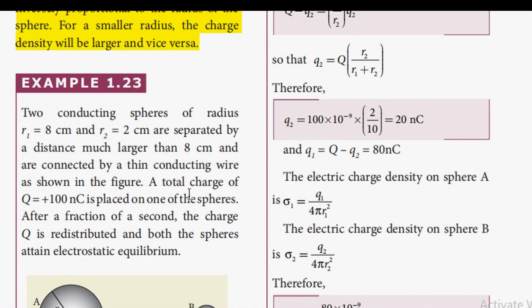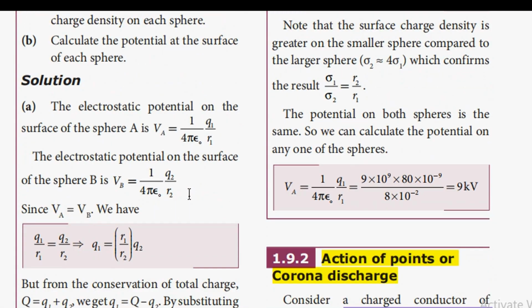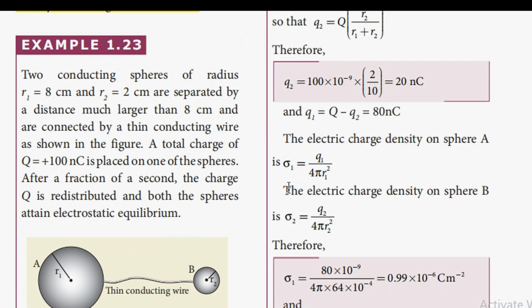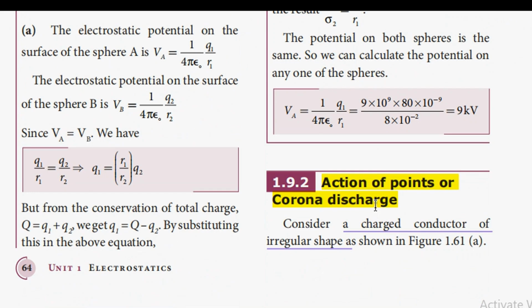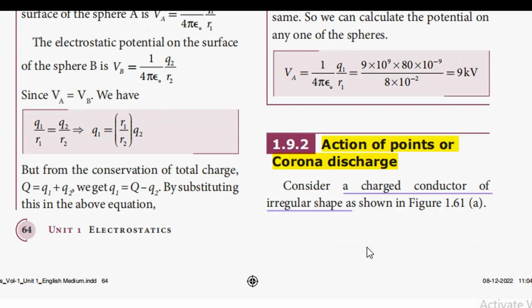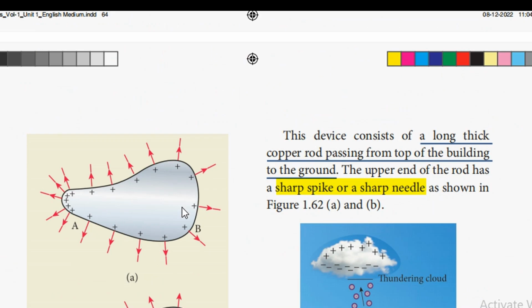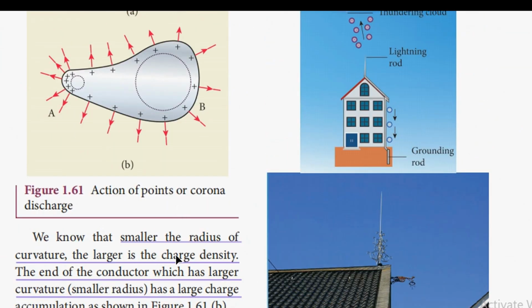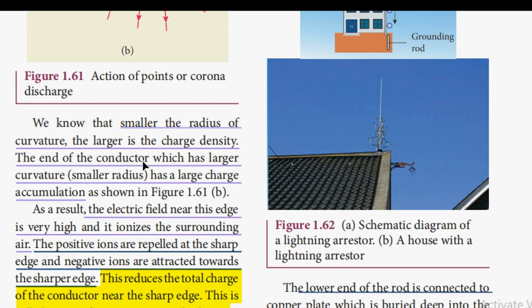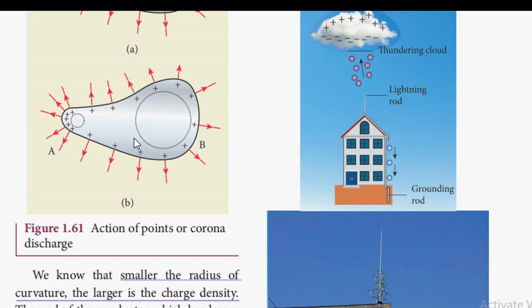So these are the examples given on this basis, and next we are going to study the action of points or corona discharge. For this, let us consider a charged conductor of irregular shape as shown in figure 1.61a. We know that the smaller the radius of curvature, the larger is the charge density. So the end of the conductor which has larger curvature, that means smaller radius, will have a large charge accumulation as shown here in figure 1.61b. Here, there will be a large amount of charge present.